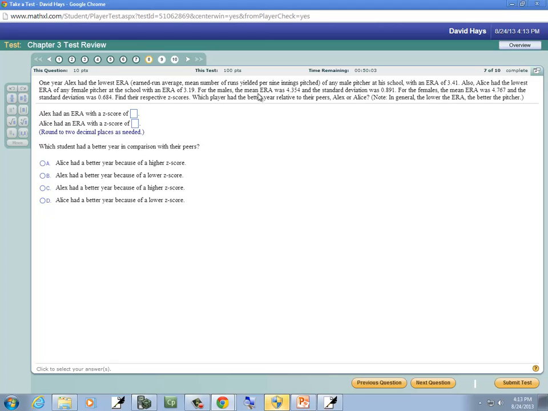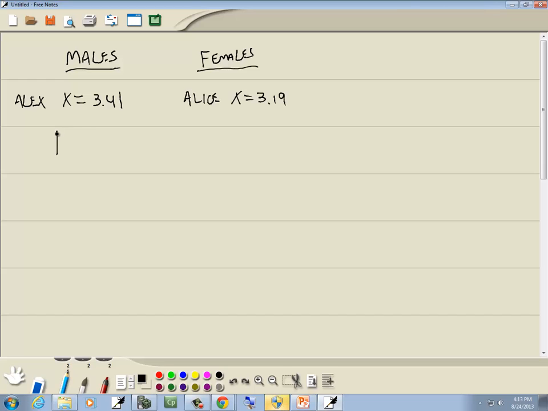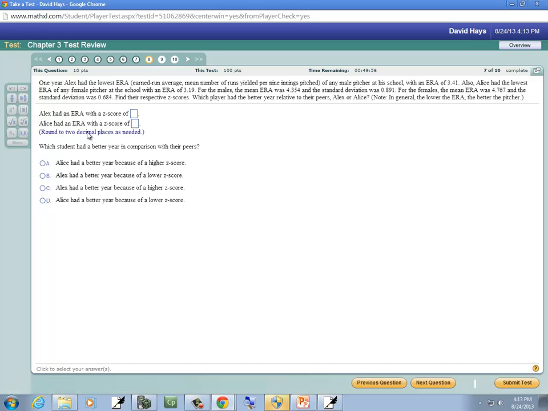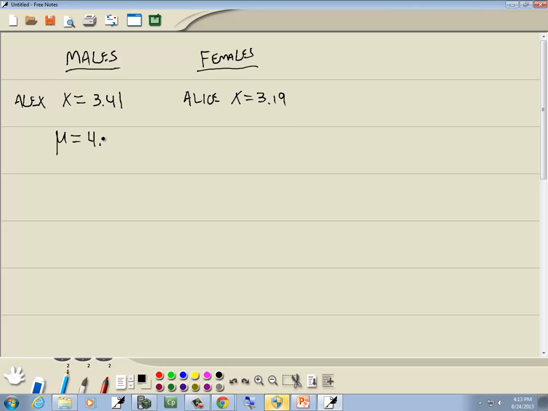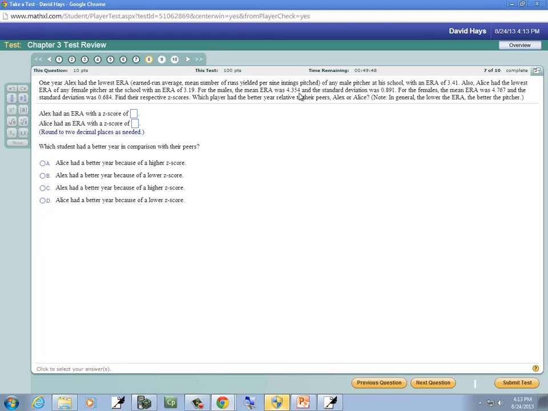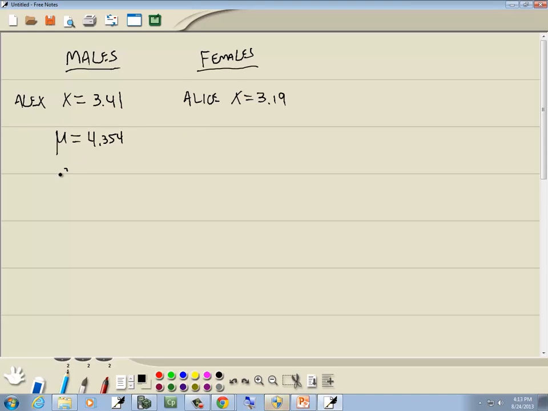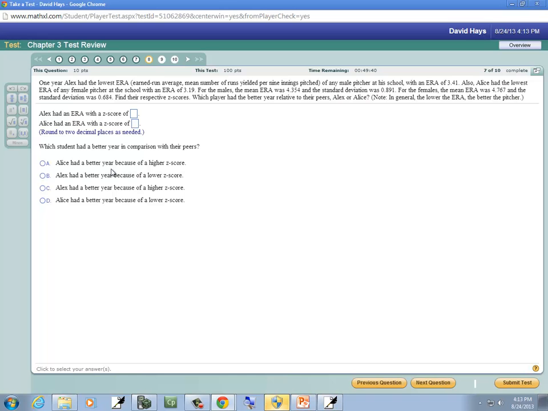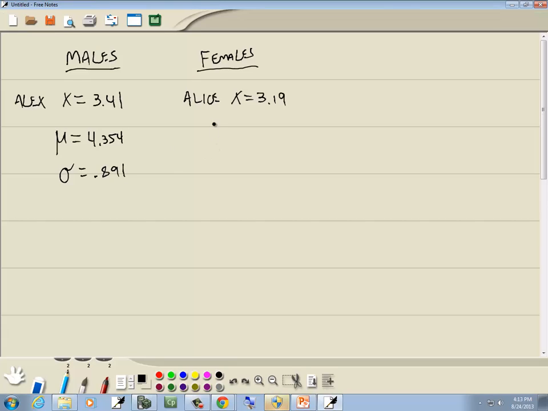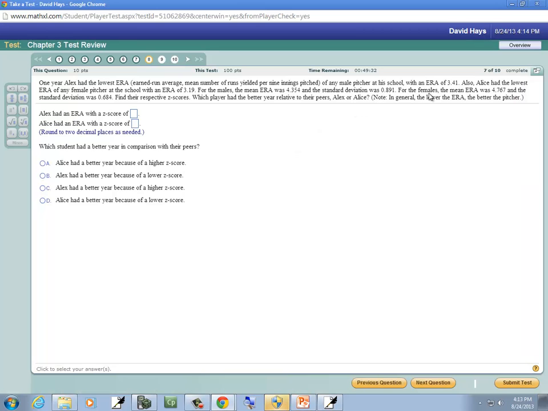Okay, for the males, the mean ERA was 4.354. So mean, I'll put mu, not that it matters, was 4.354. I probably need to make it bigger for myself. And the standard deviation was 0.891. So sigma will be 0.891. Now for the females, let's see what the mean and standard deviation was. For the females, mean was 4.767.